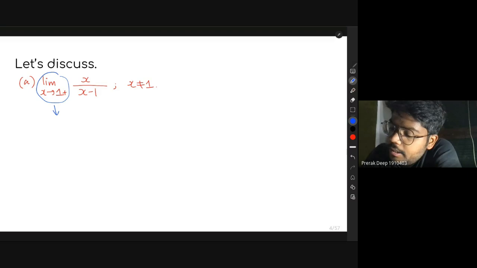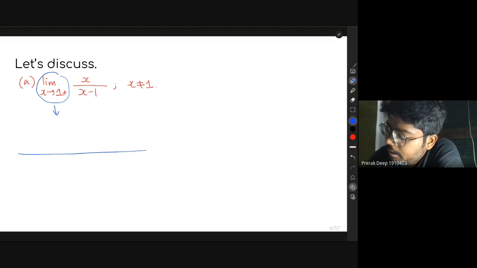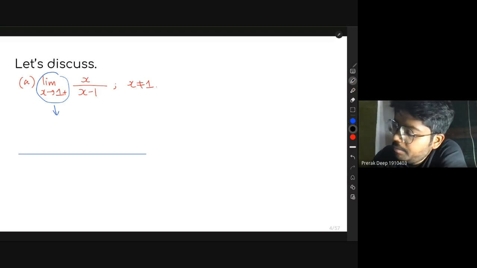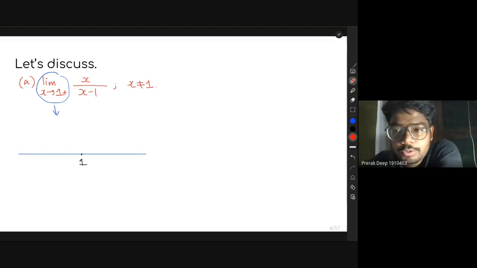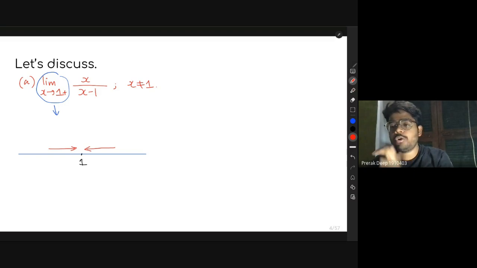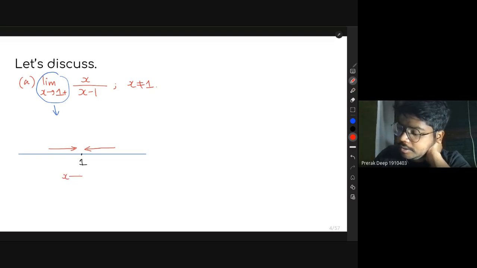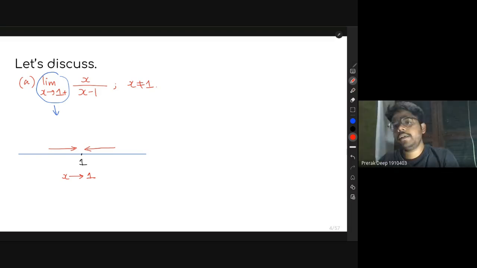If you draw the real line, let us say this is the real line, and let's say this point is 1. You can clearly see that there are two ways to approach 1. You can either approach from the left hand side, or you can approach from the right hand side. What do I mean by approaching 1? When I say x tends to 1, it means that the values are getting closer to 1, and on the real line they can get closer in two ways: from the right hand side, or from the left hand side.